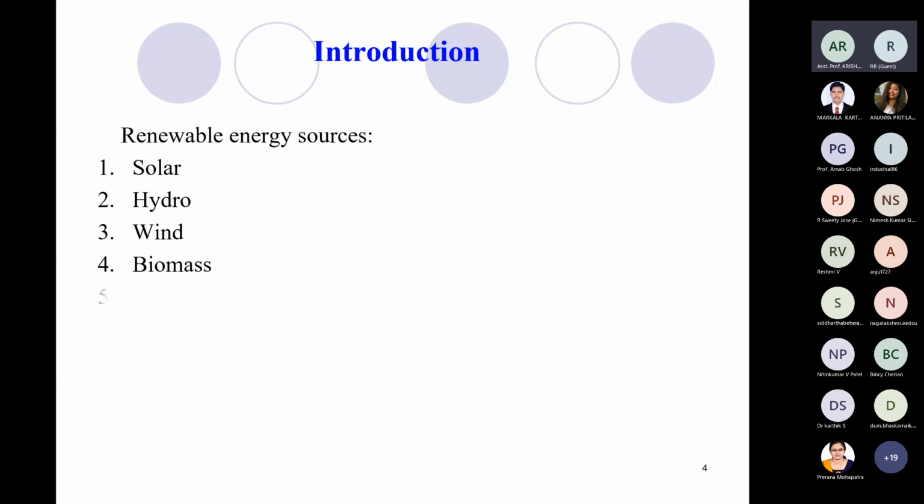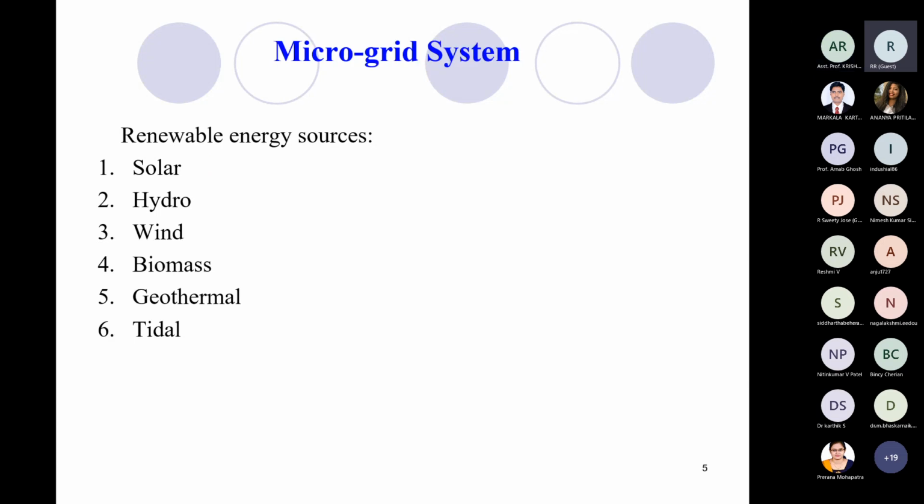Then biomass, geothermal energy, tidal energy, etc. So these are the main sources of renewable energy. Mainly we use these first three, that is solar, hydro, and wind. Okay. Now by using these renewable sources or extracting electricity from these renewable sources, we can create a microgrid. Okay. Or we can connect the output of these sources directly to the grid. Okay, national grid.